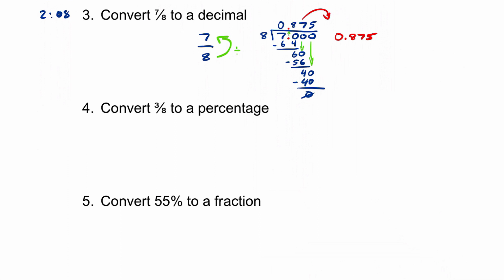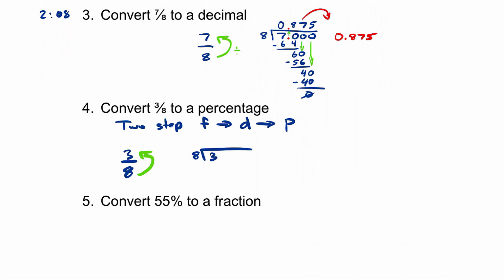Okay, moving on to question 4, convert a fraction into a percentage. Well, this one is going to be 2 steps. First, we need to go from a fraction to a decimal, and then from a decimal to a percentage. Okay, so we're going to do the fraction to decimal just like we did in question 3, where I have 3 over 8. So what am I going to do? I'm going to divide the 8 into the 3. Okay, so 8 divides into 3. Again, put that decimal there, bring it up to the top, add some zeros.